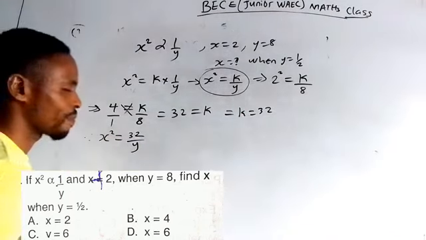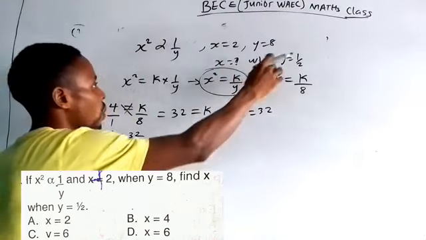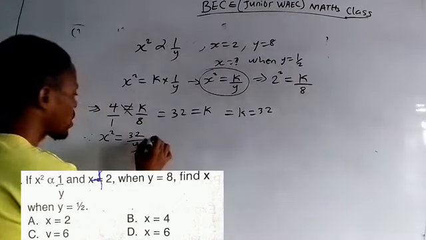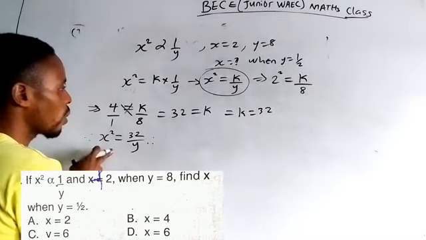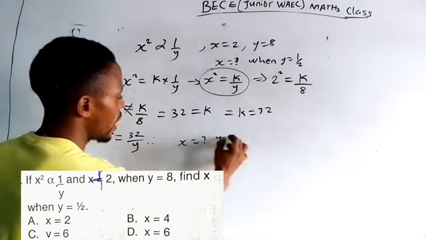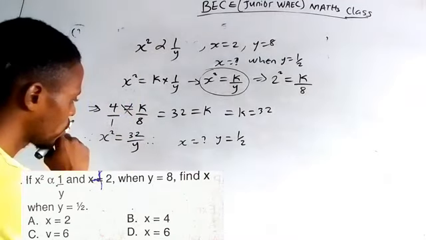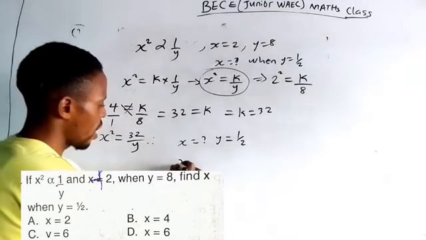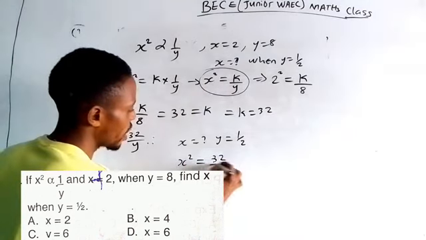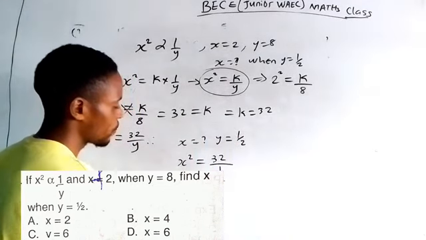Okay, so let's find the value of s now when our y is equal to 1 over 2. We use the equation we have here. We want to find the value of s when y is given as 1 over 2. So let's put it into the equation. We have s squared equal to 32 divided by y, which is 1 over 2.